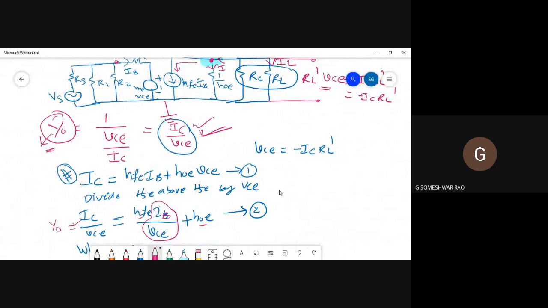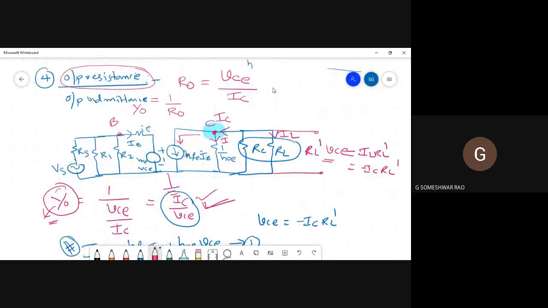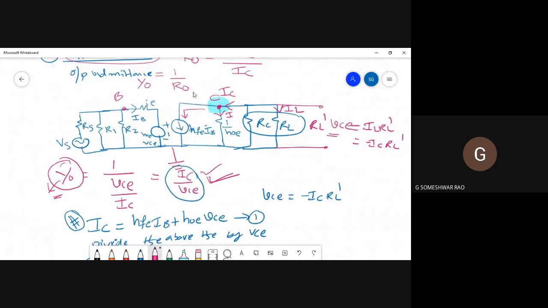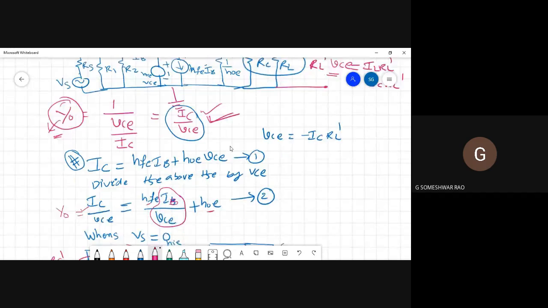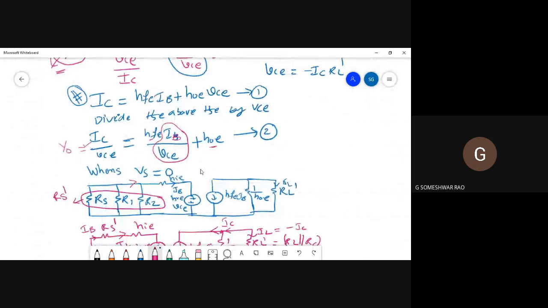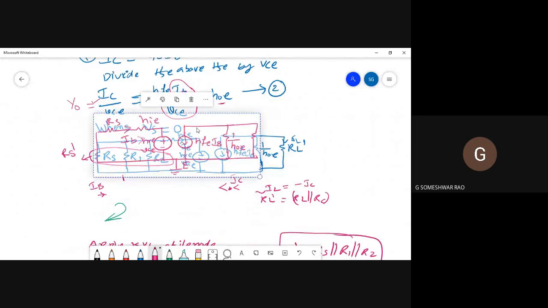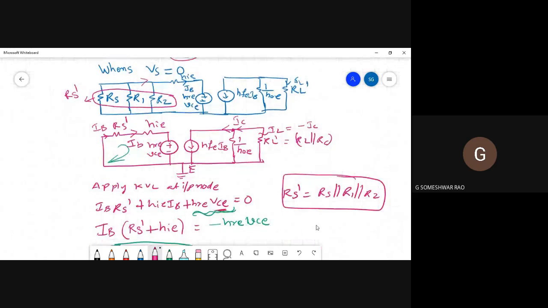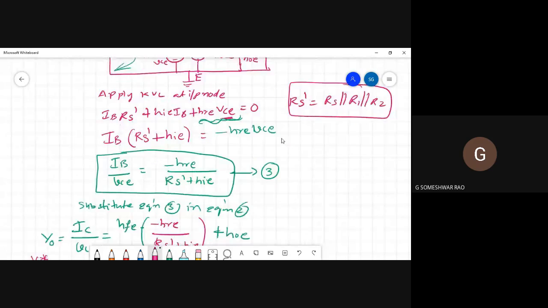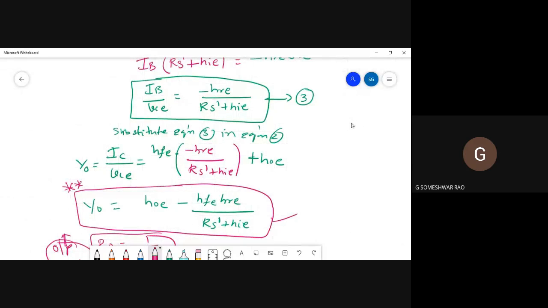I hope you people understood. First, we defined what R naught is. After defining R naught, we took the output admittance ratio. Then KCL at the collector terminal. Then we made Vs equal to 0. Afterwards, we did some algebraic manipulations to calculate this. So this is the output admittance expression, or strictly speaking, the output resistance.